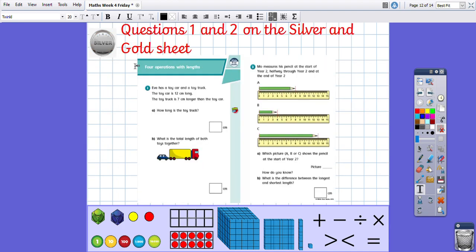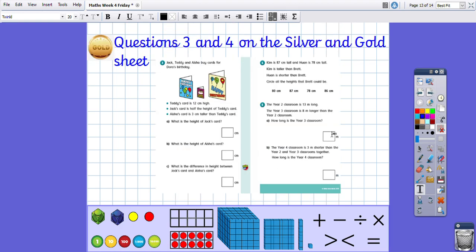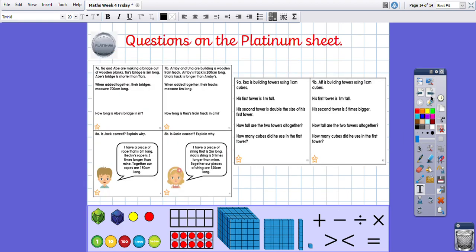Silver, you are doing just questions 1 and 2 on the silver and gold sheet, please, but have a go at gold if you find these a little bit easy, okay? So you try and challenge yourself. And then gold, you are doing 3 and 4, but again I would like you to try some platinum questions for me, please. Really challenge yourself. So you've got some birthday cards, okay, some questions to work out, and some questions about classrooms, okay, so have a go at those. And platinum, as always, I've chosen some really challenging questions, but have a go for me, okay. See if you can work them out.